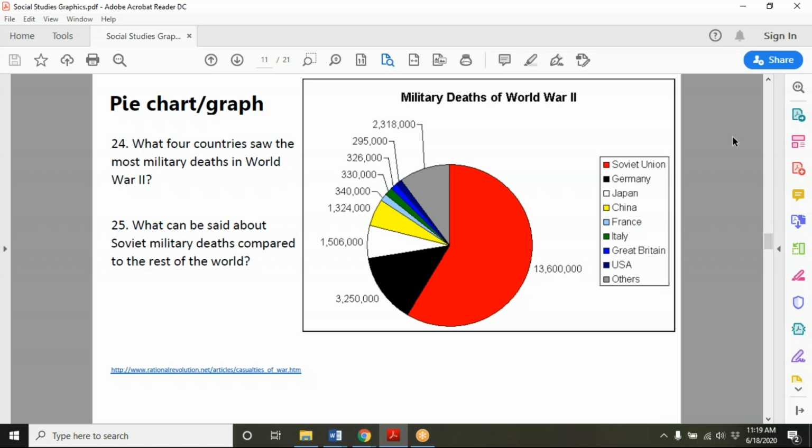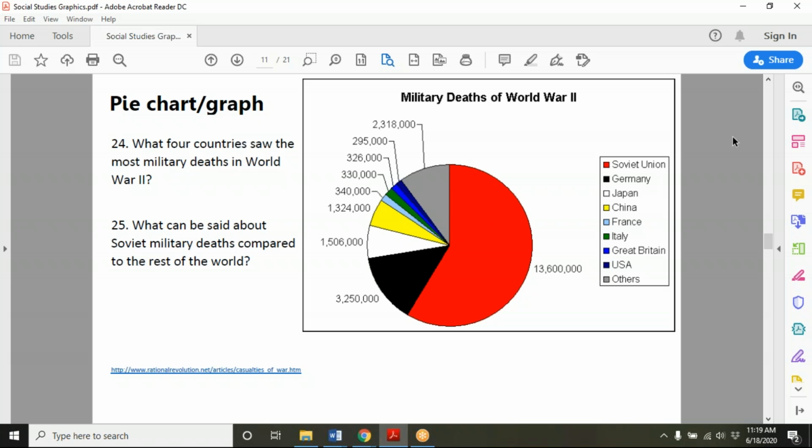So yeah, like I was saying, you gotta read the question. It says what 4 countries? Well, others isn't a specific country, so you'd be wrong if you listed that. So you skip that one and you see red, black, white, and yellow, and that's like you said, the Soviet Union, Germany, Japan, and China. So you got to read questions closely. That's always a lesson to be learned.